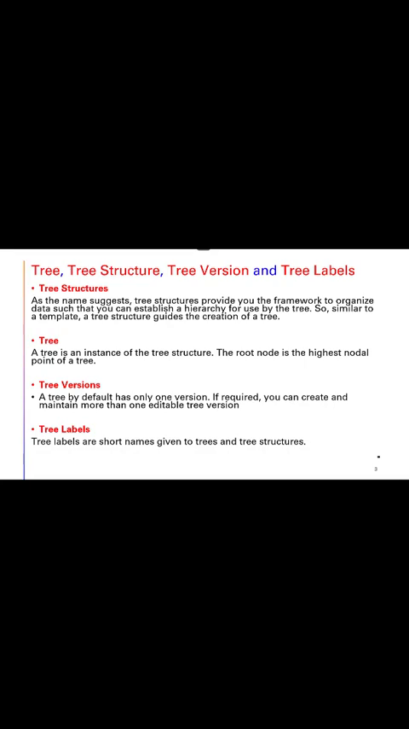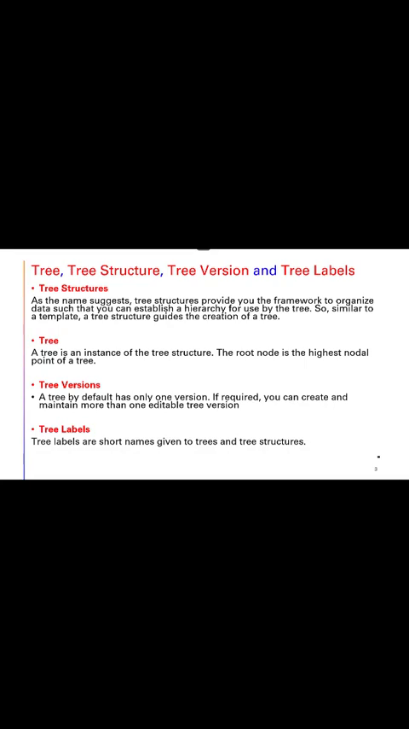Tree versions. A tree by default has only one version. If you create a tree, one tree version is created. If required, you can create and maintain more than one editable tree version. At any point, only one tree version must be active. If you edit an existing version, and we will see all of this later, it changes from active to draft. To use it again, you have to set it to active. Similar to any other version control system, versions of trees are maintained to track all changes that a tree undergoes in its life cycle.